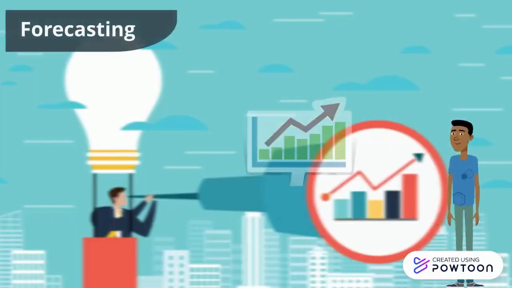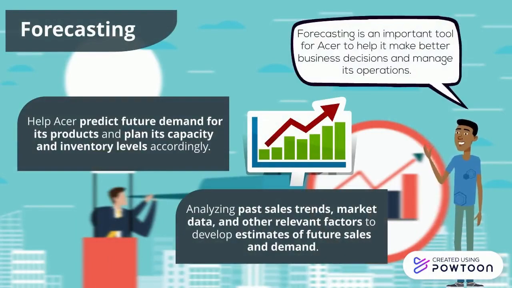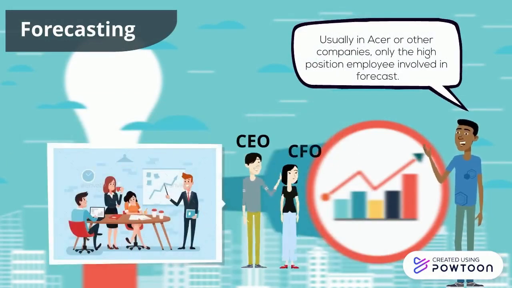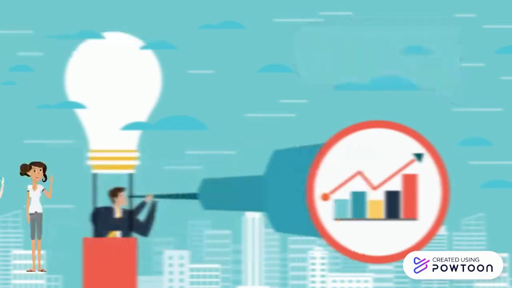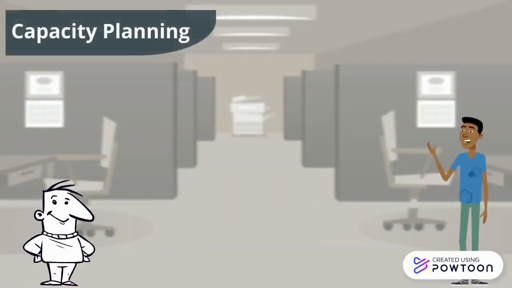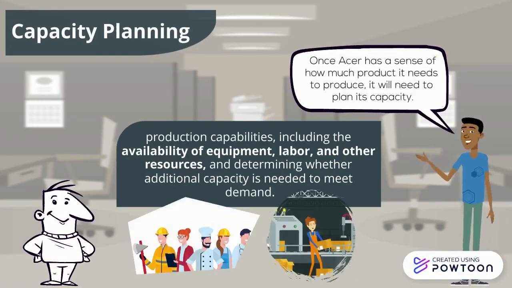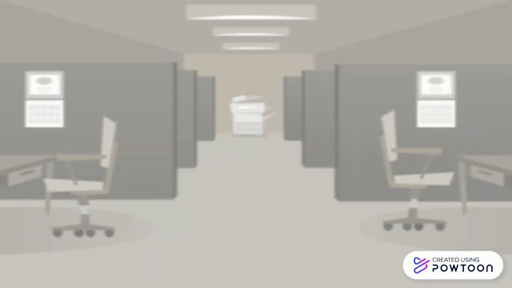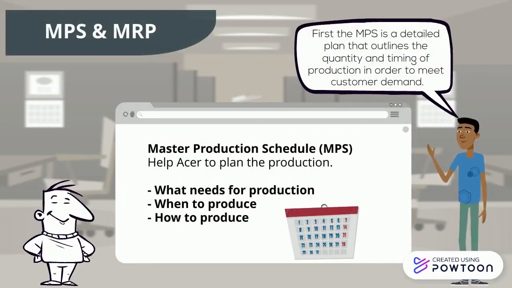Acer uses forecasting to predict future demand for its products and plan its capacity and inventory levels. And usually only high-position employees in Acer are involved. Capacity planning is also an important process for Acer to plan the production capabilities, including the availability of equipment, labor, and other resources. Master production schedule is a detailed plan that outlines the quantity and timing of production.